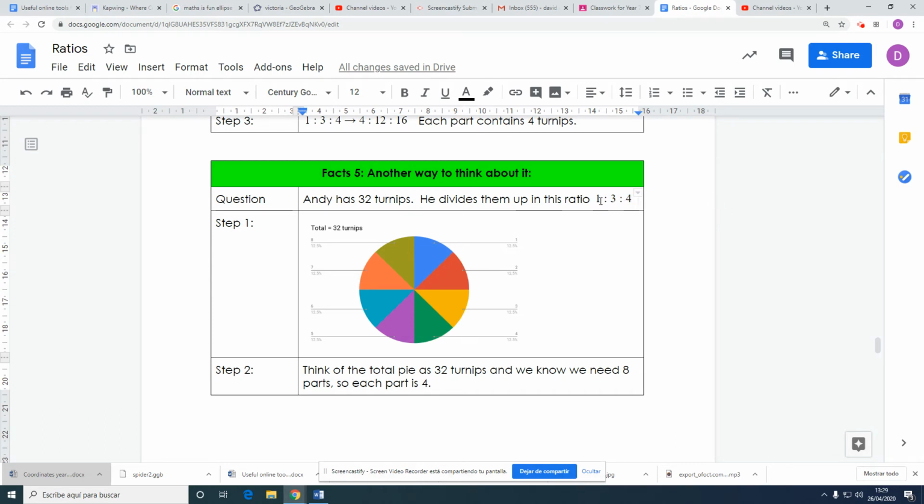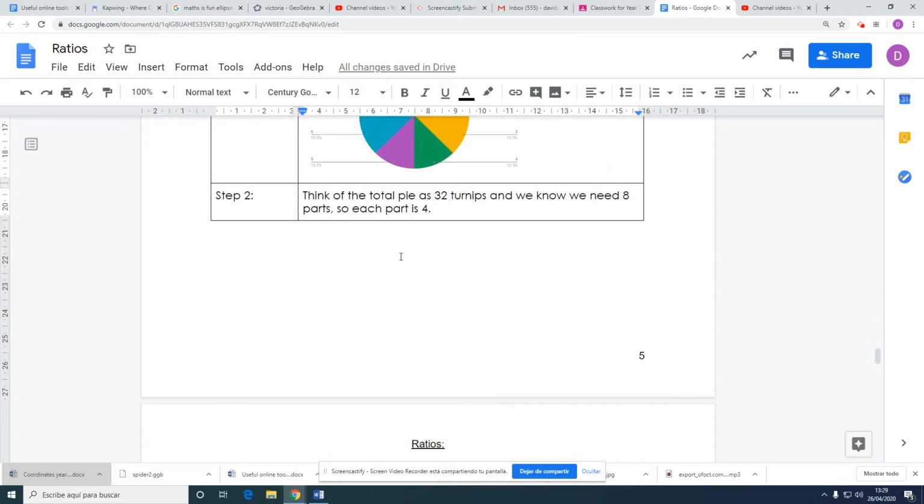So we're going to need to give 1 part of the turnips to Andy, 3 parts to Bella, and 4 parts to Katie. So we're going to need 8 parts. So we would divide the circle 1, 2, 3, 4, 5, 6, 7, 8 parts. 1 part would go to the first guy, 3 parts would go to the second guy, and 1, 2, 3, 4 parts would go to the final guy. That's how to do all of these questions.